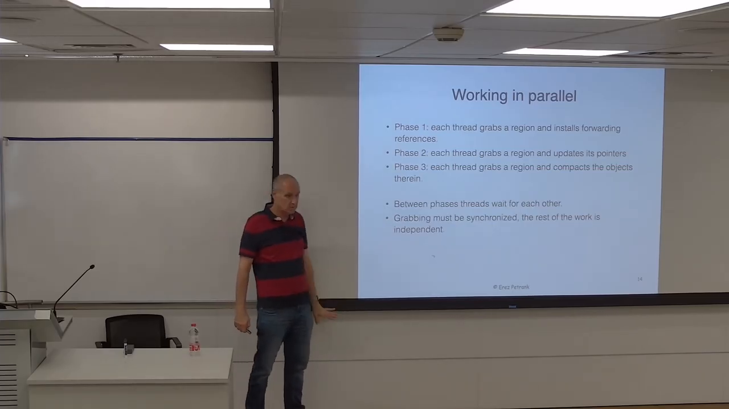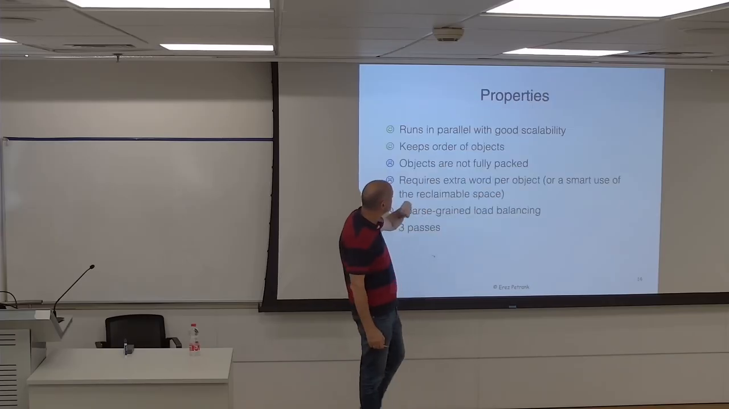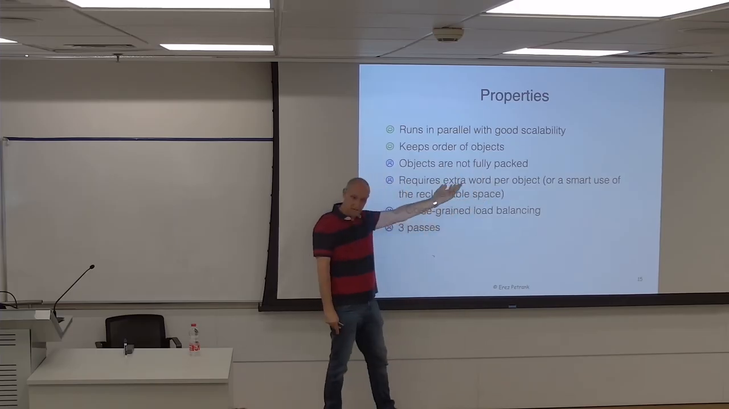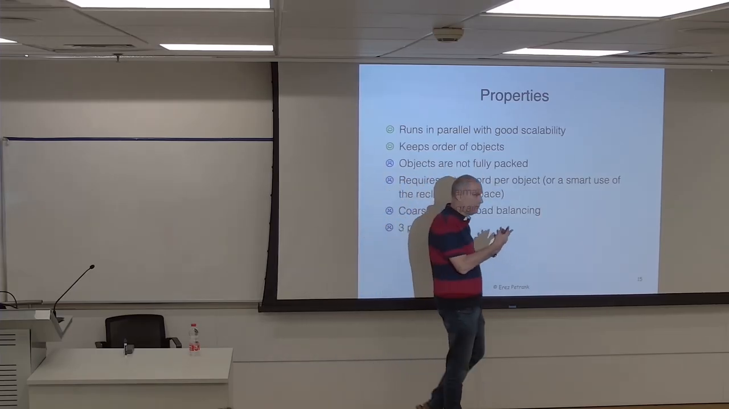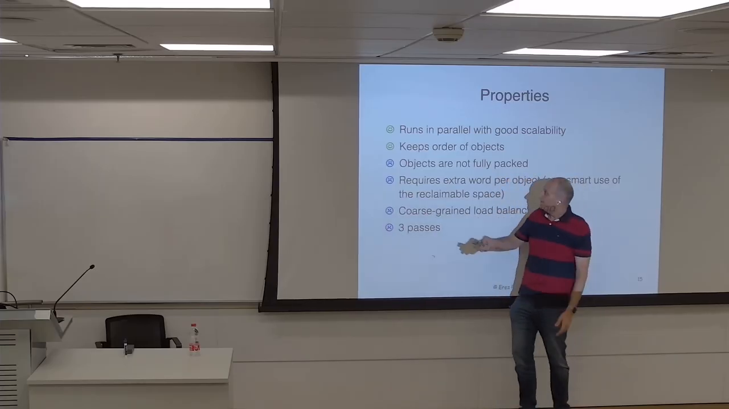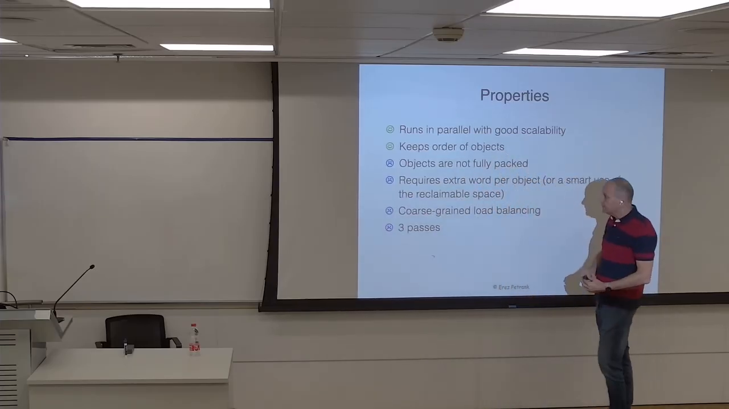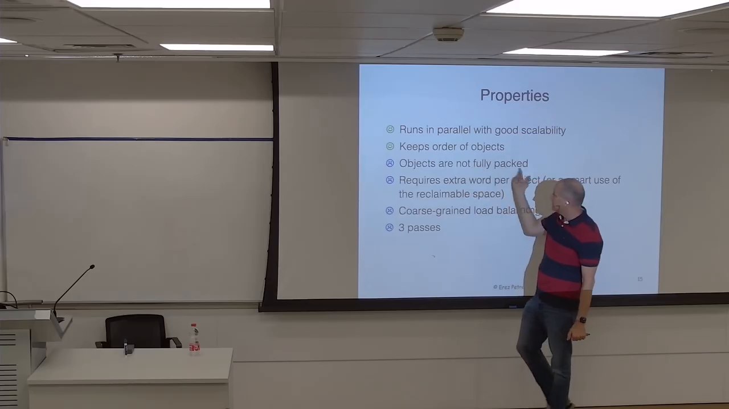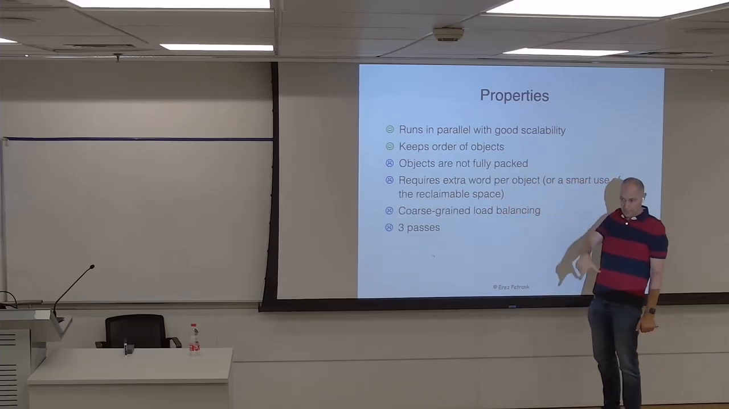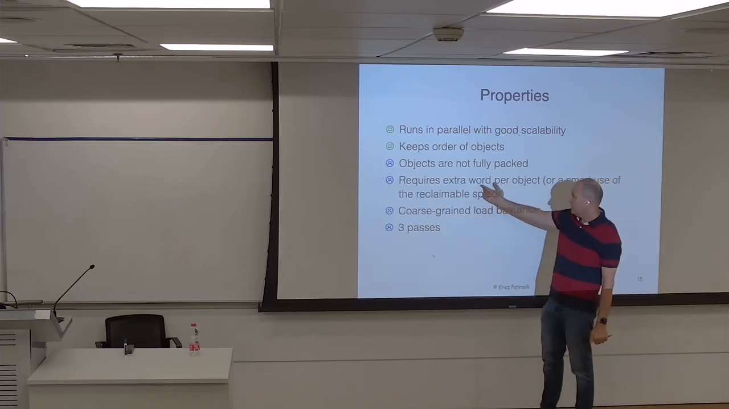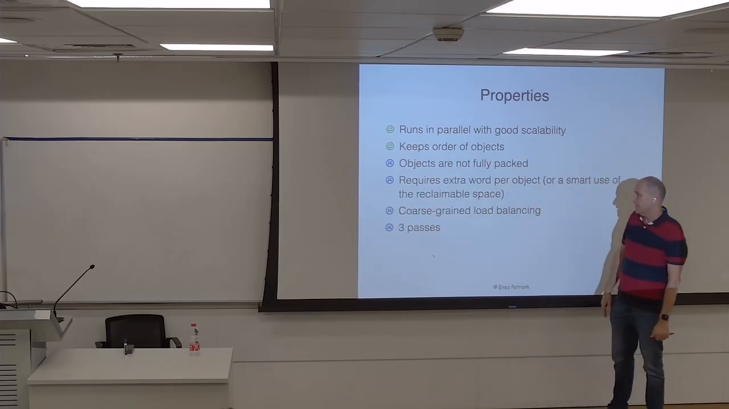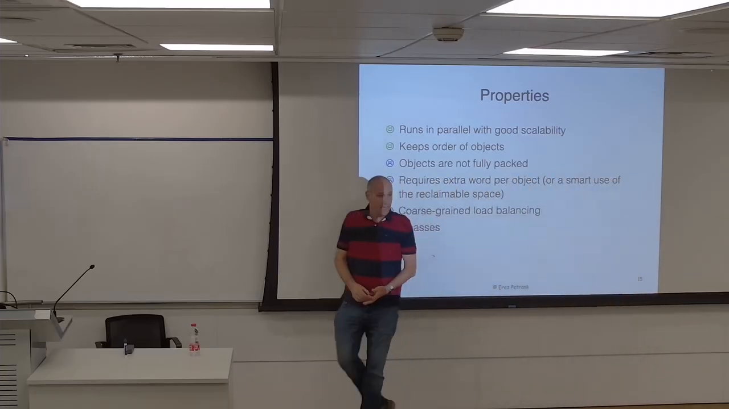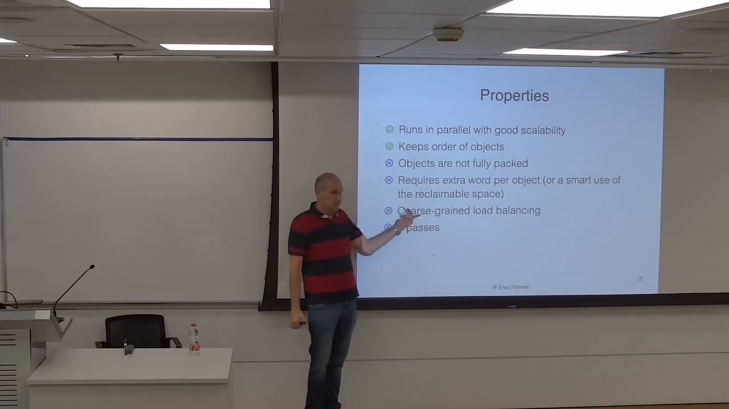More questions? Okay, cool. So this is how it works. Properties: it runs in parallel, it has good scalability. Scalability means that if you add more threads, it will run faster. It keeps the order of objects. But with these good things, there are problems. Objects are not fully packed because they're packed into several piles. And we need an extra word per object, like in the Lisp 2 algorithm. There are 3 passes, like in the Lisp 2 algorithm. And there is coarse-grain load balancing.